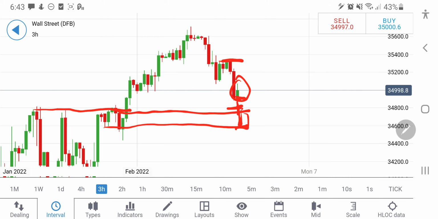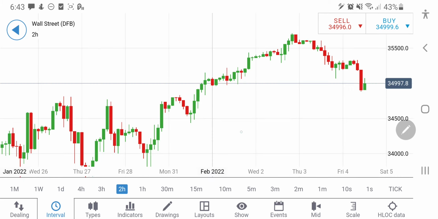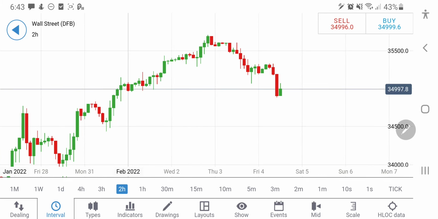If it breaks past 34,900, 880 levels, definitely it will try to break past 34,800 levels, and then it will drop towards 34,600. Definitely this zone is of prime importance for us, because 34,800 is a very good strong resistance, and falling back between these levels is an indication that yes, it is trying to trade with a bearish bias now. Now let's have a look at the 2-hour charts.